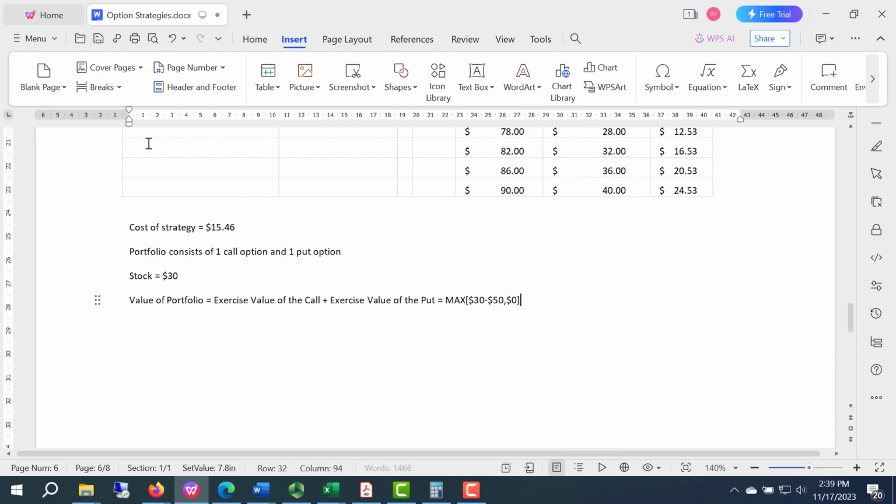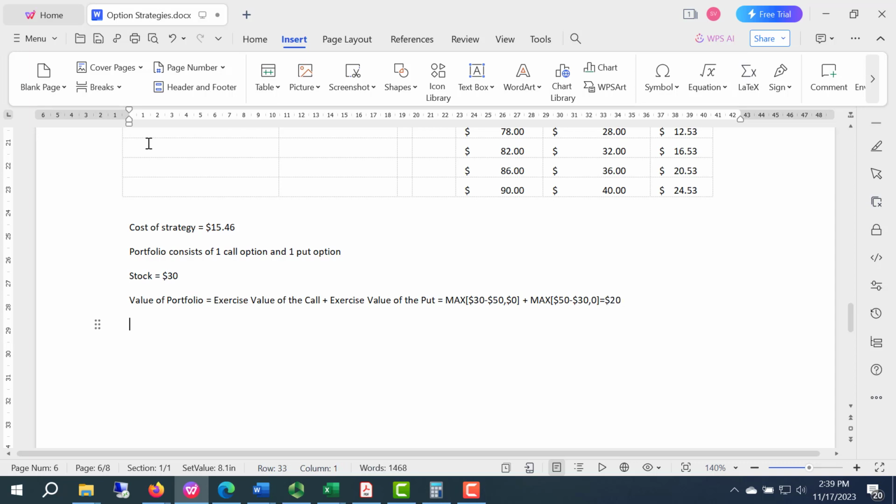Plus the exercise value of the put, which is the maximum of 50, my strike price, minus 30, or 0. And so the maximum in the first case is 0, the maximum in the second case is 20. So the value of my portfolio is $20.